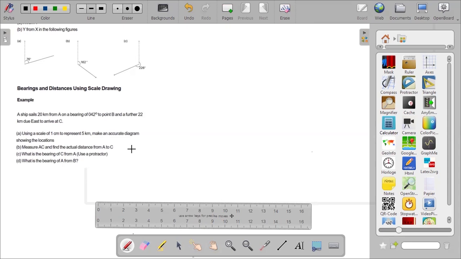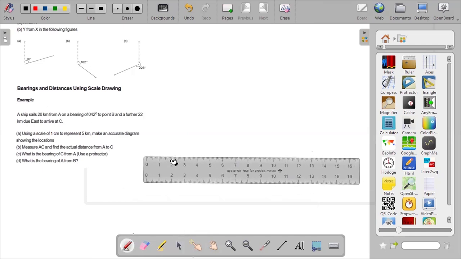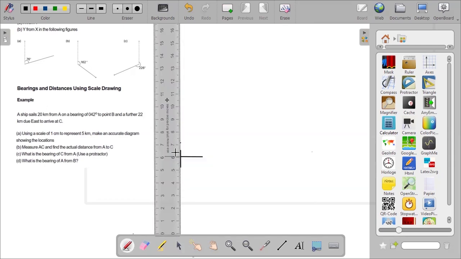Say a ship sails 20 kilometers from A on a bearing of 42 degrees to point B and a further 22 kilometers due east to arrive at C. In this case, when they say from A, that means A is a reference point. The bearing of B from A is this angle given to us here, which is 42 degrees. So every bearing question should start with a cardinal point. I will draw a cardinal point and call it point A. And this is my point A.